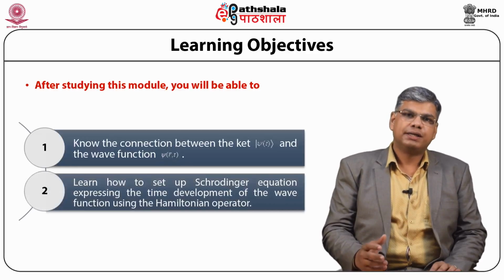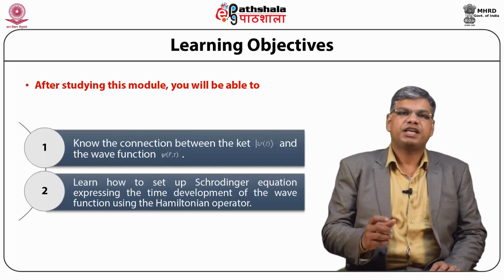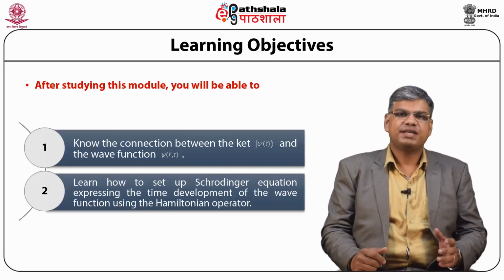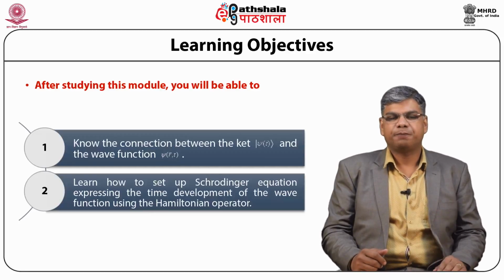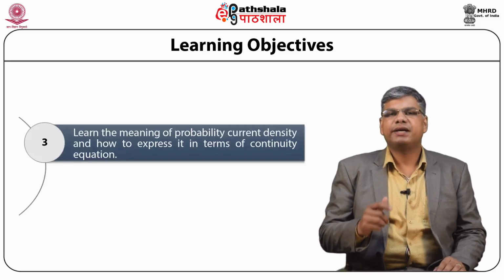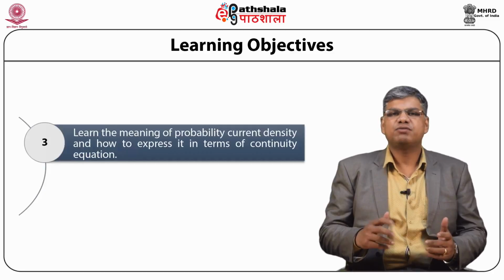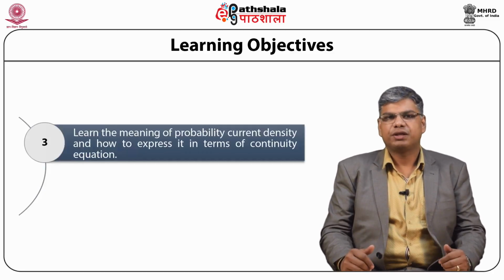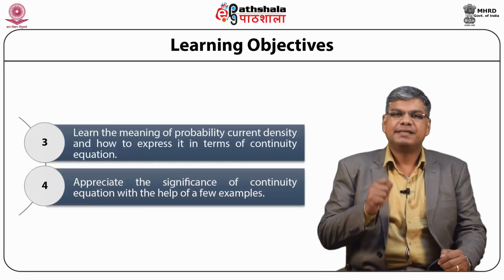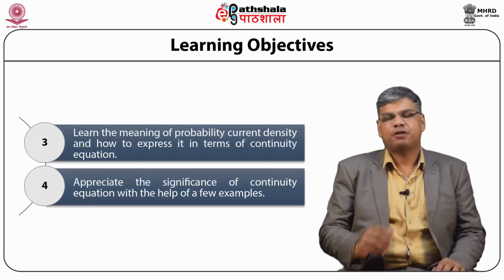You will also learn how to set up the Schrodinger equation expressing the time development of the wave function using the Hamiltonian operator. You will learn the meaning of probability current density and how to express it in terms of the continuity equation. You will also be able to appreciate the significance of the continuity equation with the help of a few examples.